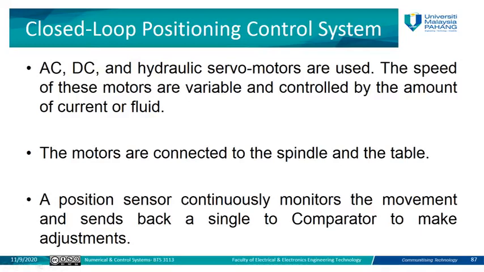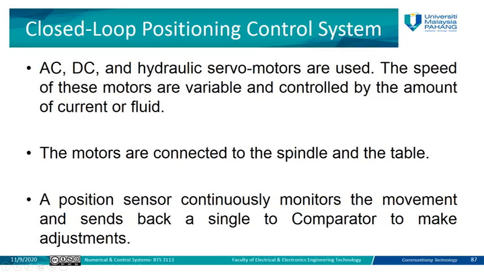For the case of the closed loop positioning control system, usually we use the servo motor. As we mentioned before, when we talk about the motion control, we say servo motor is used with the servo drive in order to control the closed loop or a positioning system here. So usually for here, this servo motor can be either electrical servo motor like in AC or DC, or also hydraulic servo motor. The speed through the motor is available and controlled by the amount of the current in the case of the AC or DC servo motor, and in the case of the hydraulic, the amount of the fluid.